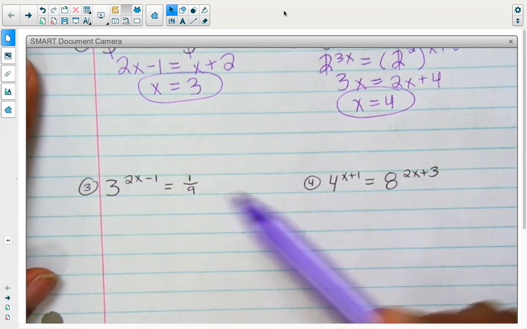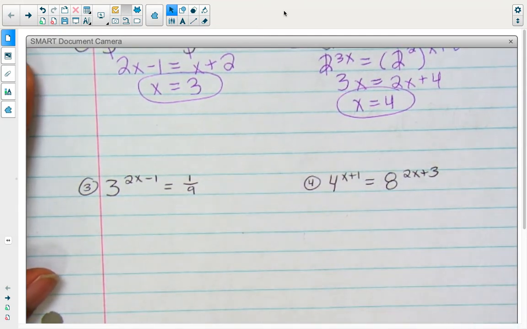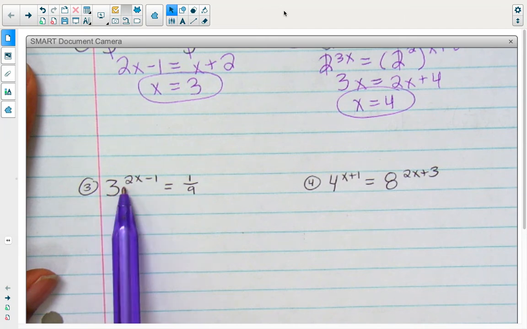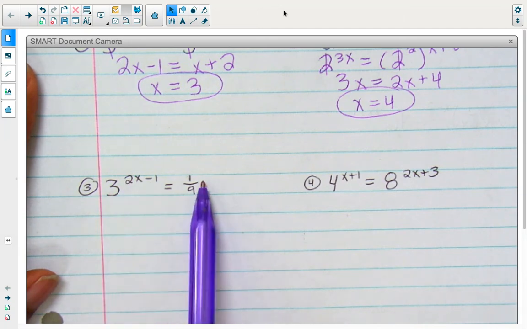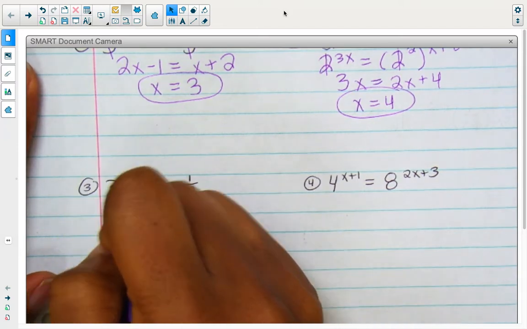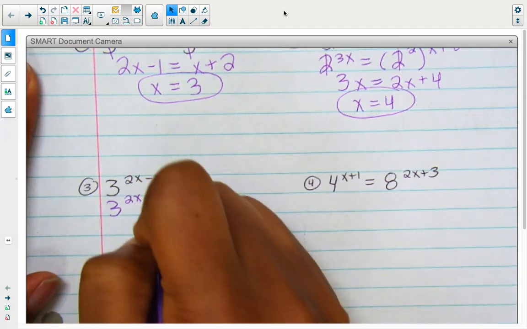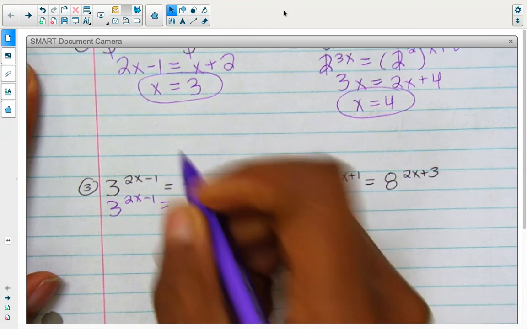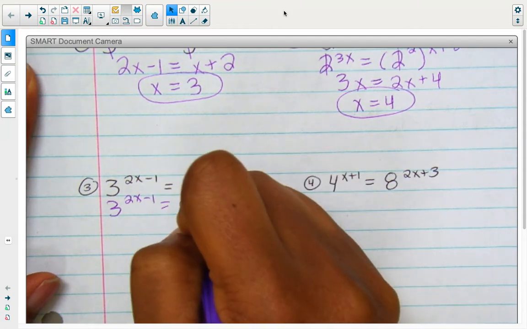Now, I did give you a fraction on purpose. Sometimes people get intimidated by fractions. This is 3 to the 2x minus 1 power. Step 1, let's get this out of fraction form. So we're going to keep this. When you change something out of a fraction form, you get a negative exponent.